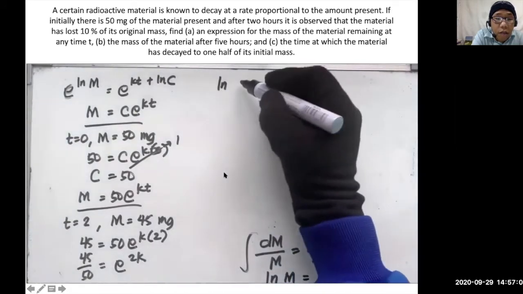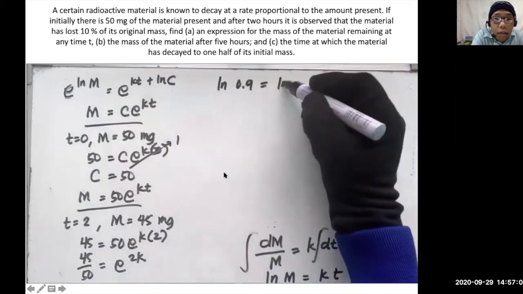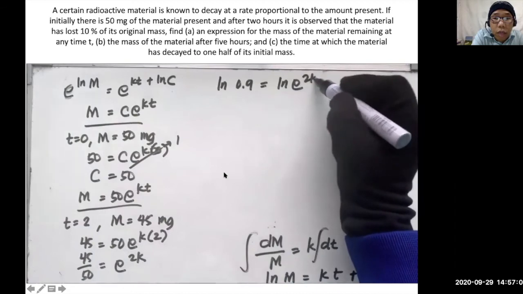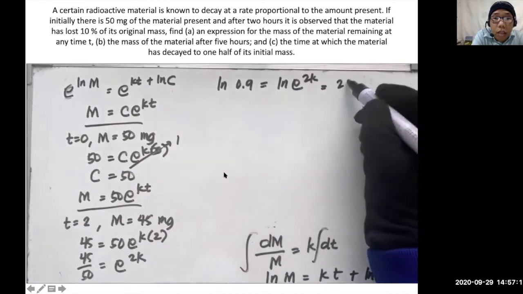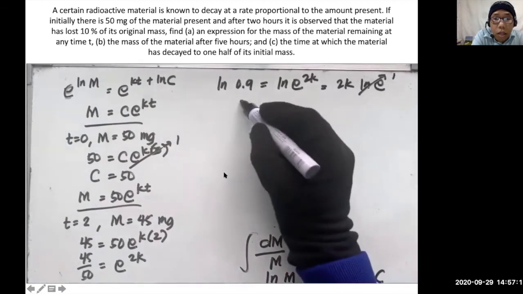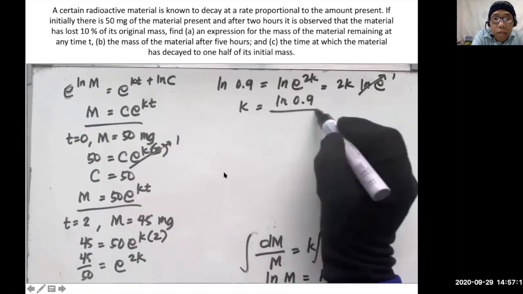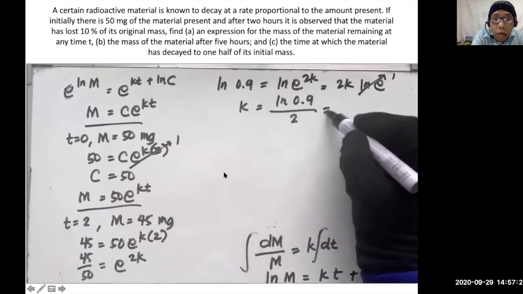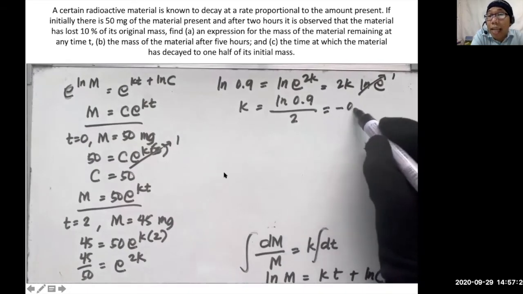So ln of 45 over 50, which is 0.9, equals ln of e raised to 2k. So we can simplify that. Ln of e raised to 2k is 2k times ln of e, and ln of e is equal to 1. That's why the value of k is equal to ln of 0.9 divided by 2. Remember that ln of a number less than 1 is actually negative.